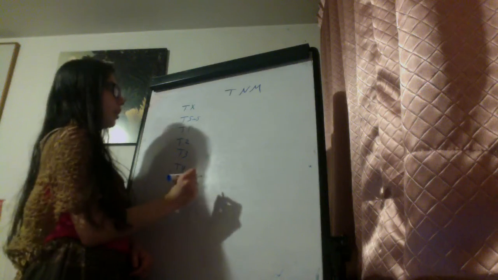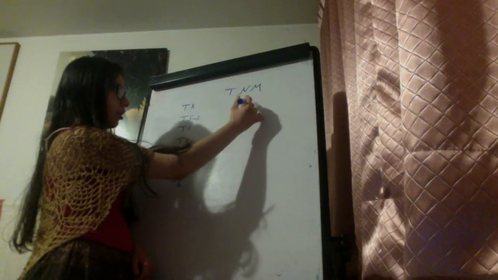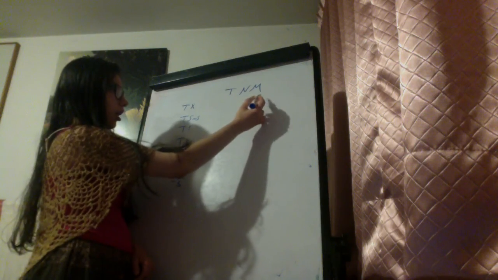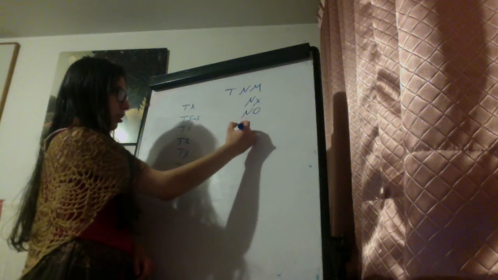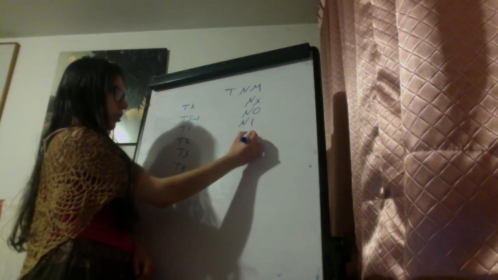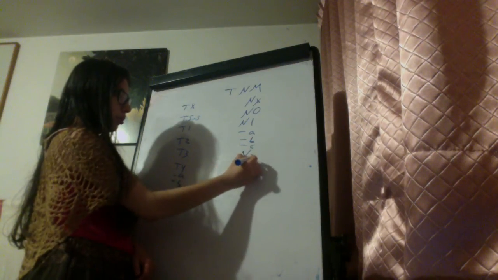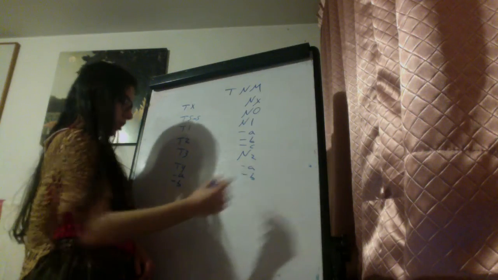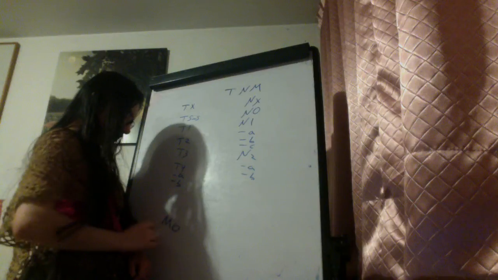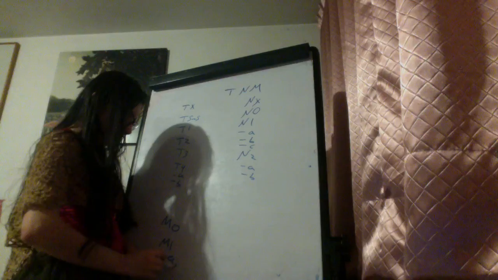The N would be divided as NX, N0, N1, which is further subdivided into A, B, and C. N2 is divided into A and B, and the M is M0 or M1. M1 is divided into A, B, and C.